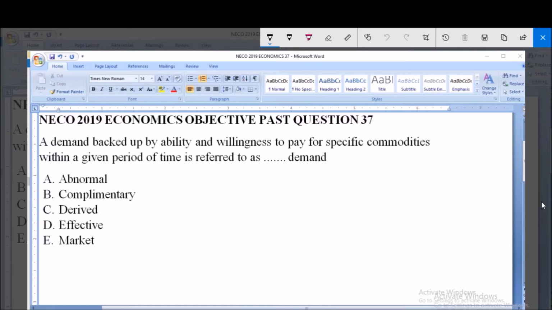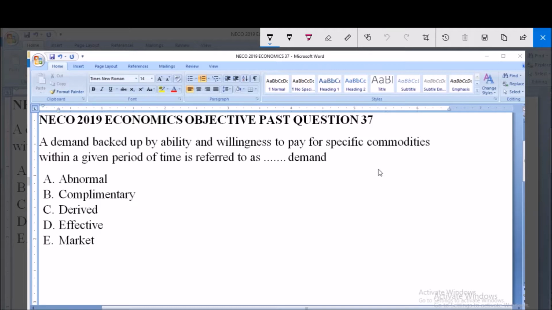A demand backed up by ability and willingness to pay for specific commodities within a given period of time is referred to as dash demand. A. Abnormal, B. Complementary, C. Derived, D. Effective, E. Market demand.